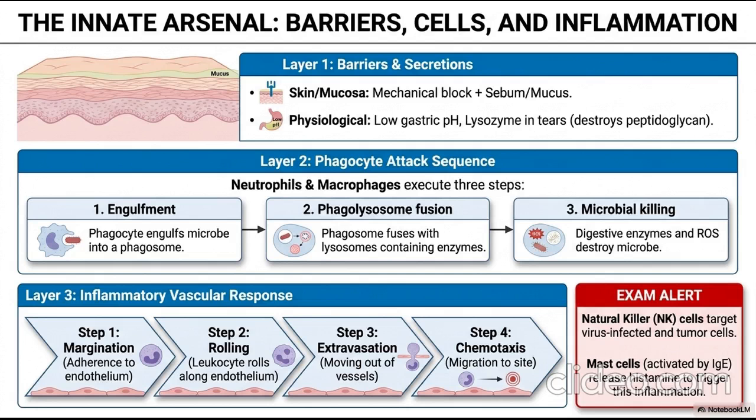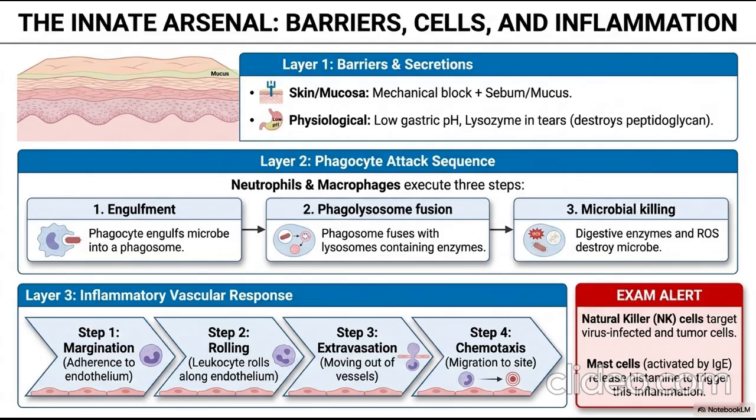Slide 4. The innate arsenal. Layer 1, barriers. Skin and mucosa provide a mechanical block, while physiological defenses include low gastric pH and lysozyme in tears to destroy peptidoglycan. Layer 2, phagocyte attack.